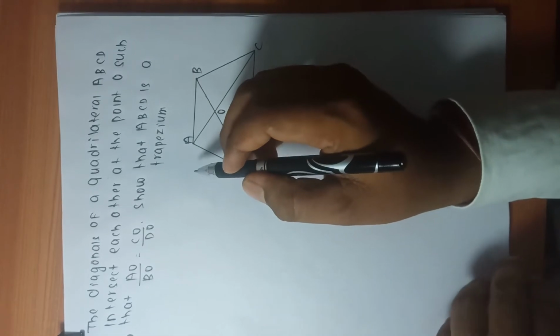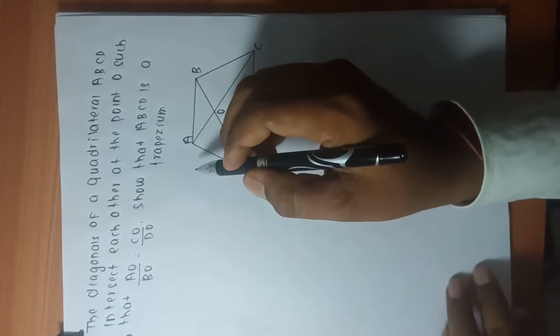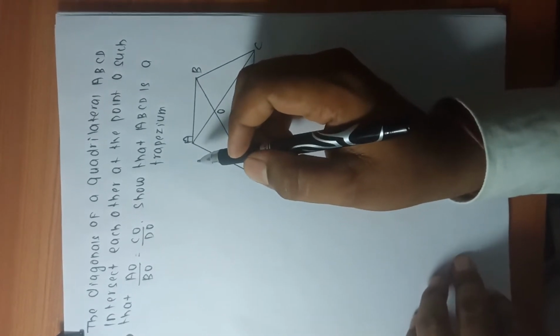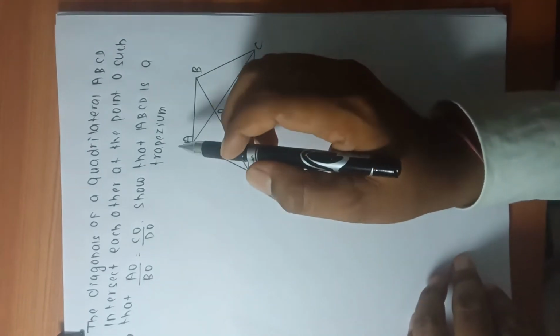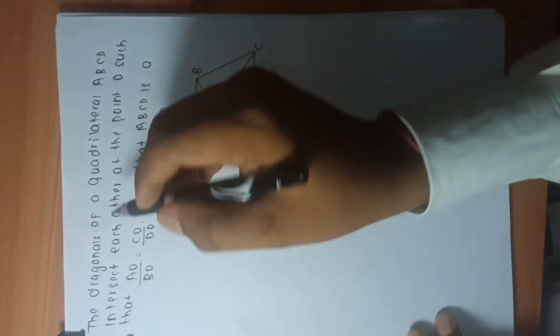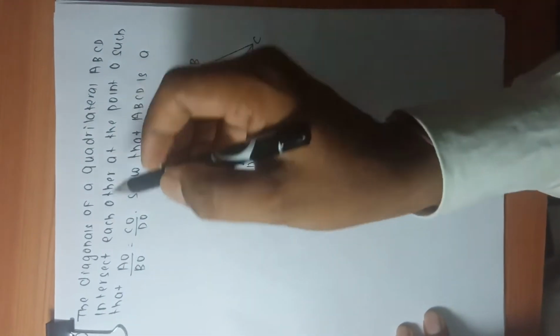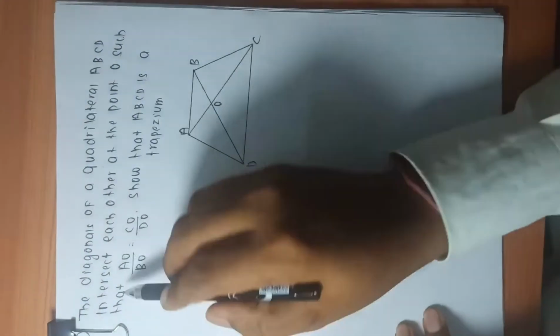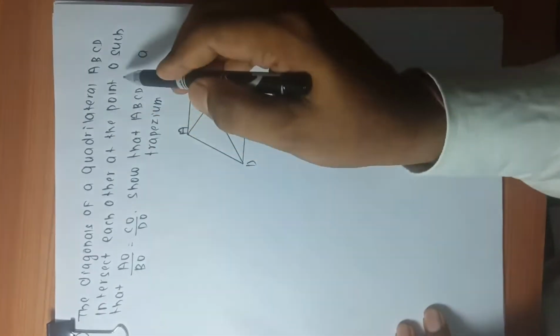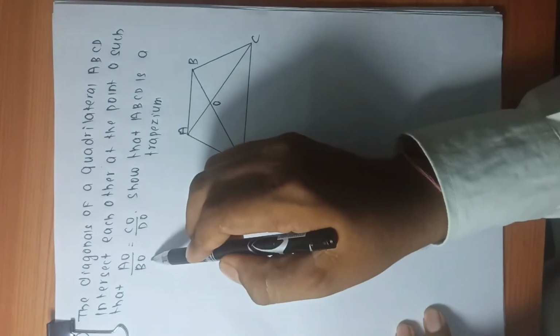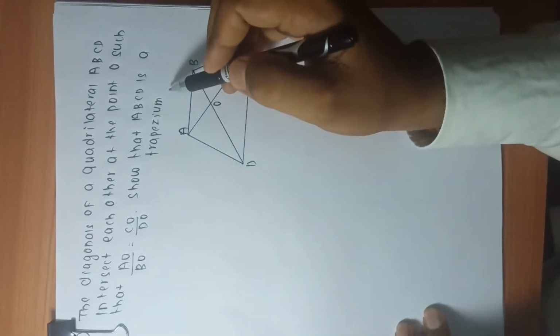Today we are going to solve question number 10, that is the last question of exercise 6.2. You can see the question: the diagonals of quadrilateral ABCD intersect each other at a point O such that AO by BO equals CO by DO. Show that ABCD is a trapezium.